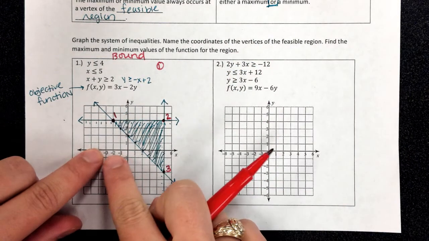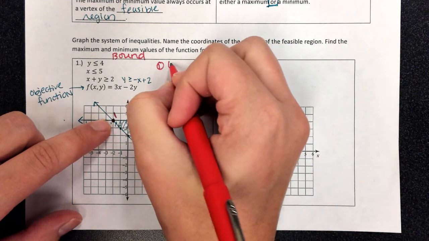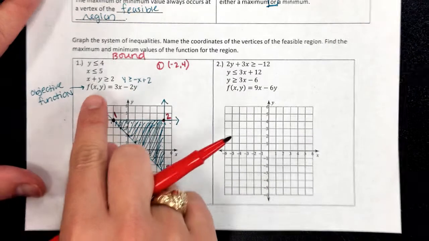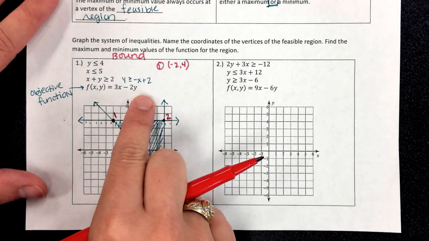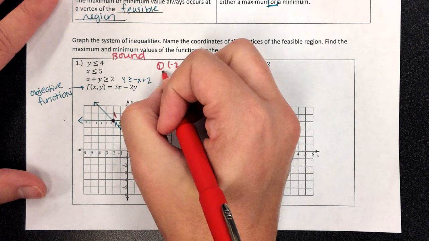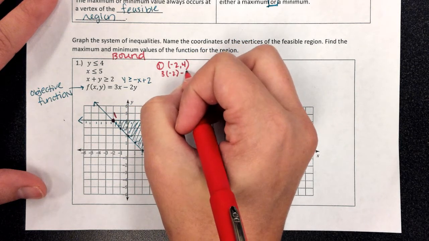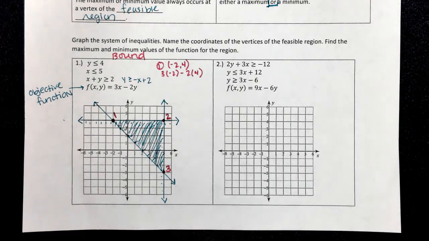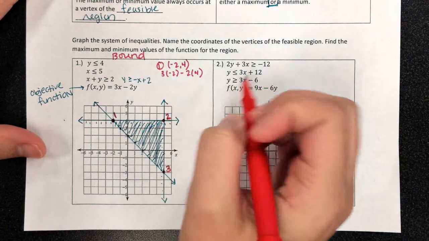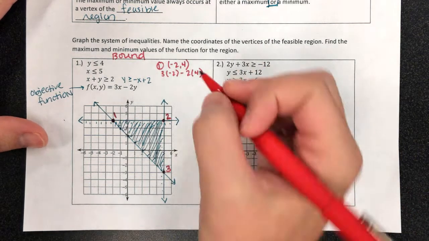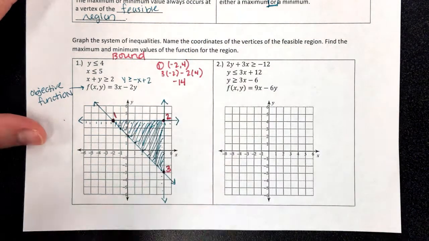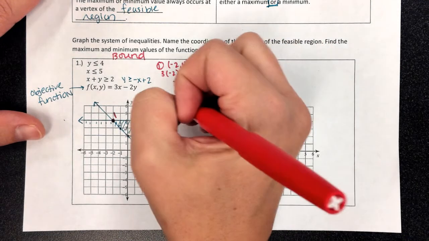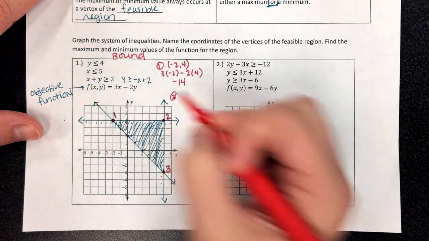is at negative 2, positive 4. You have to take each point and plug it into this objective function. So I have 3 times negative 2 minus 2 times 4. And so that would be negative 6 minus 8, which would give me a negative 14. Okay? So I'm going to go try point number 2. There's not much room, just make it squeeze.